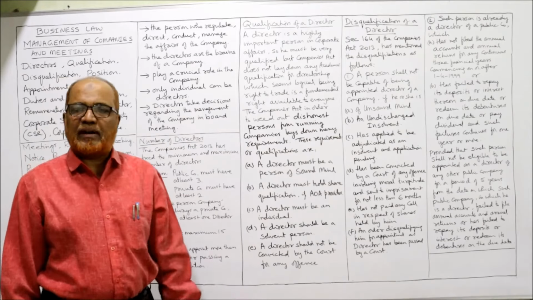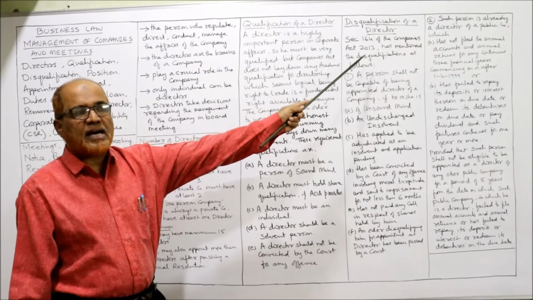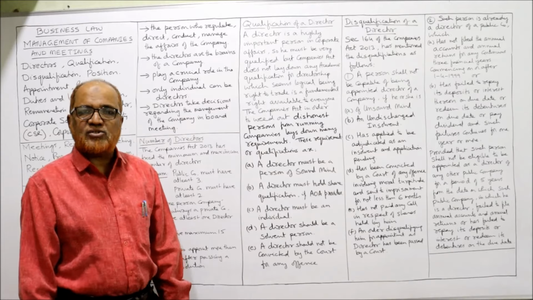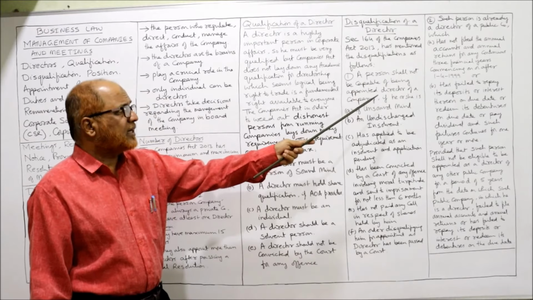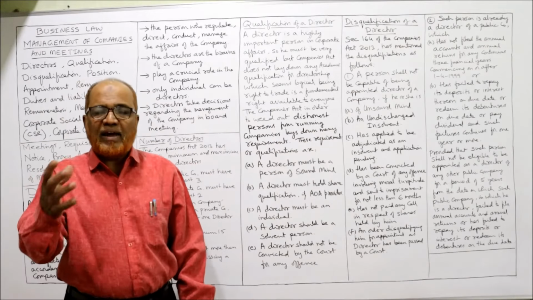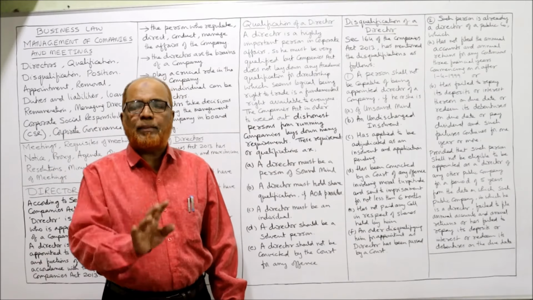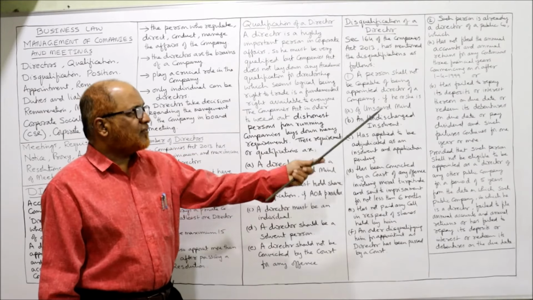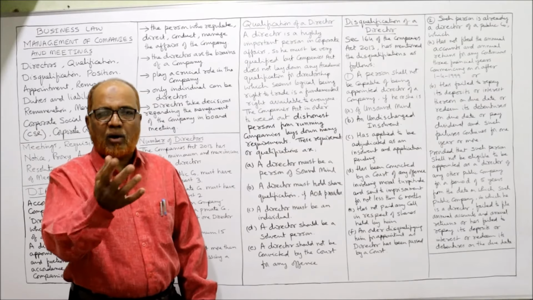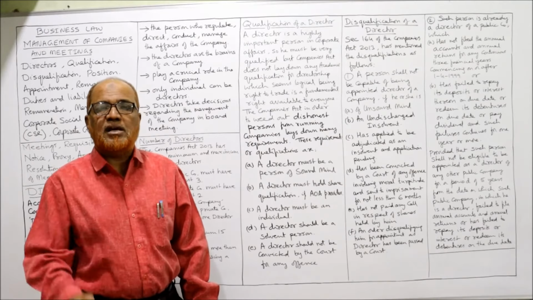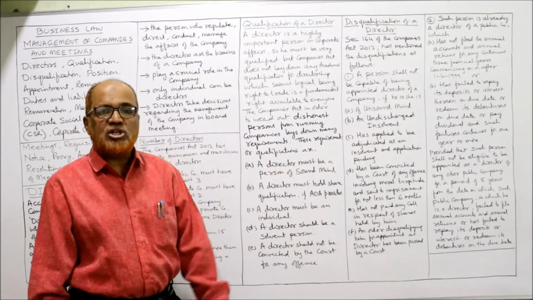Now, disqualification of director. When a person is disqualified, section 164 of the Companies Act 2013 has mentioned the disqualification as follows. A person should not be capable of being appointed director of a company if he or she is incapable of becoming a director. Conditions: first, of unsound mind. If a person, whether male or female, is of unsound mind, that person cannot become a director. Disqualification. Second, an undischarged insolvent.